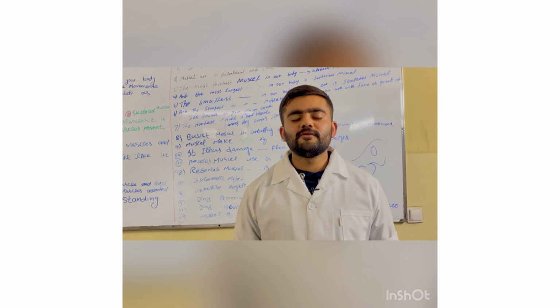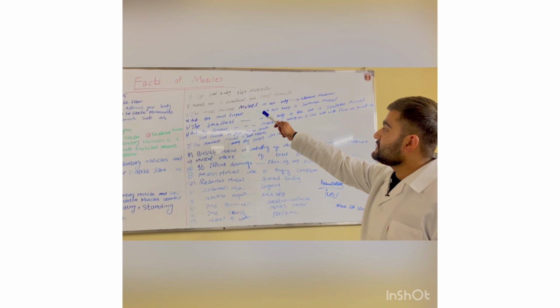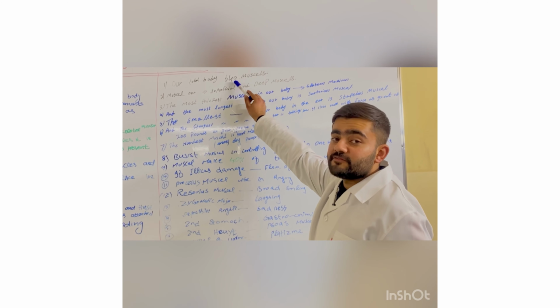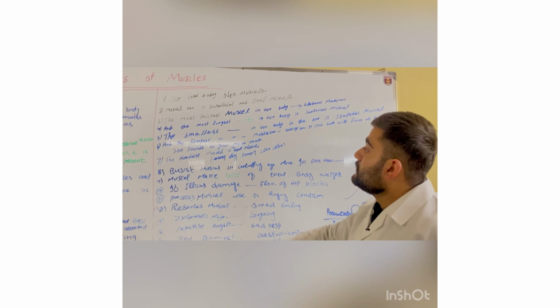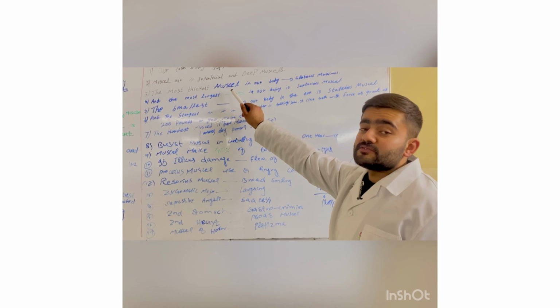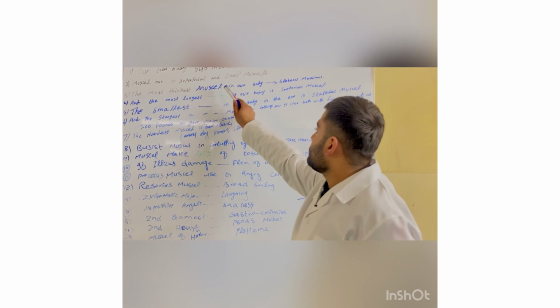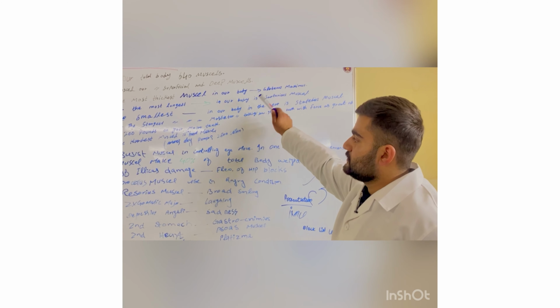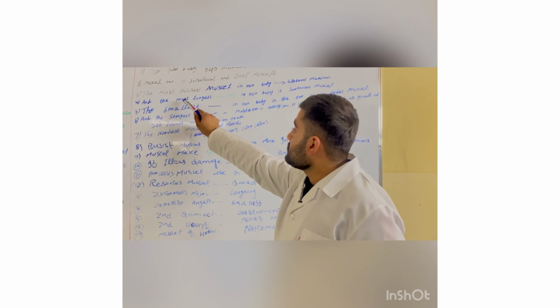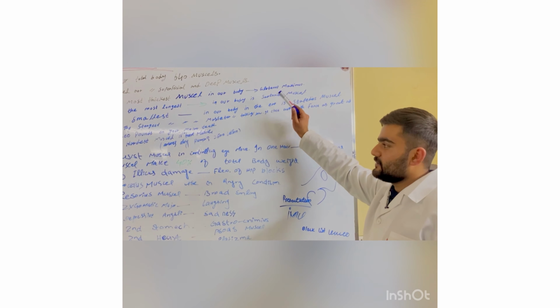So guys, now we talk about muscles. The total number of muscles present in our body is 640. Our body contains only two types of muscles. First one is superficial and the second one is deep muscles. Guys, the thickest muscle in our body is the gluteus maximus. And the longest muscle present in our body is the sartorius muscle.